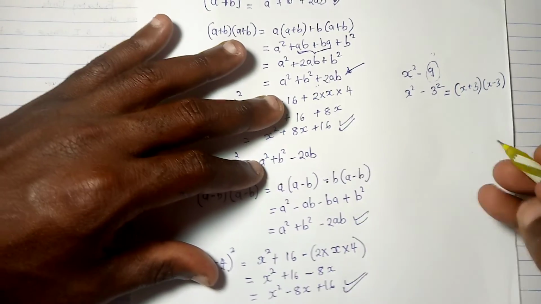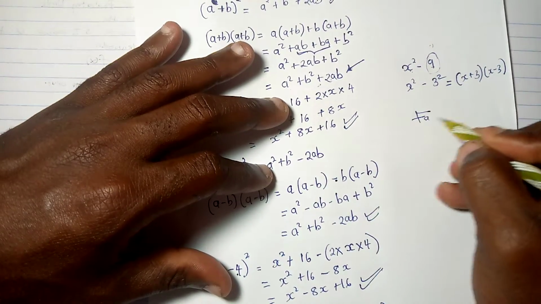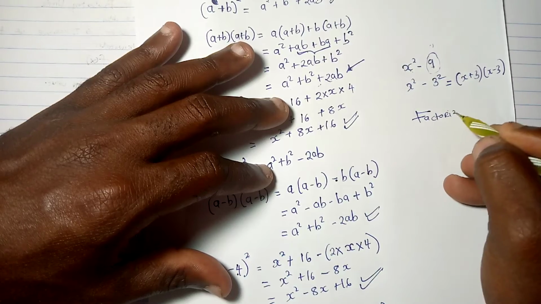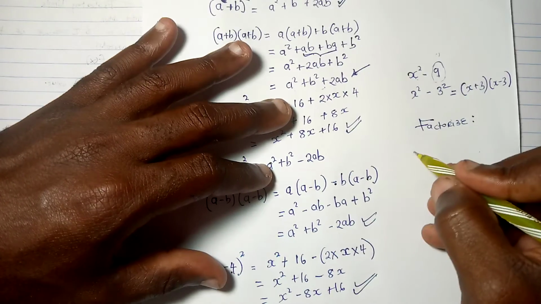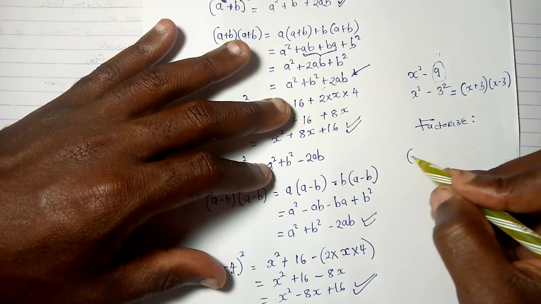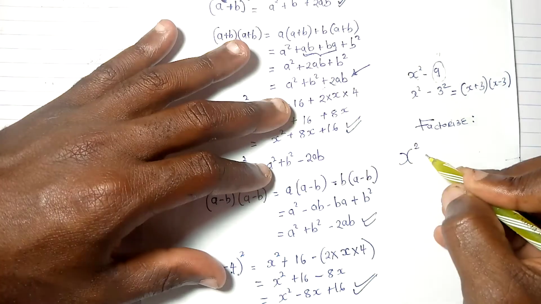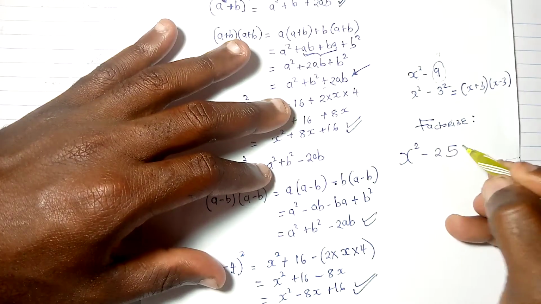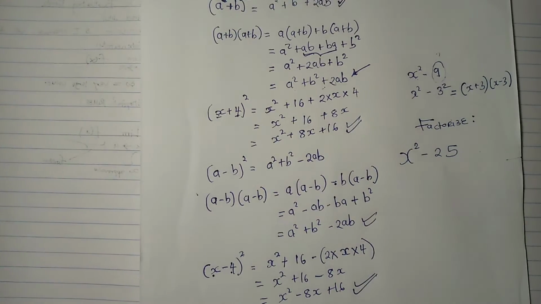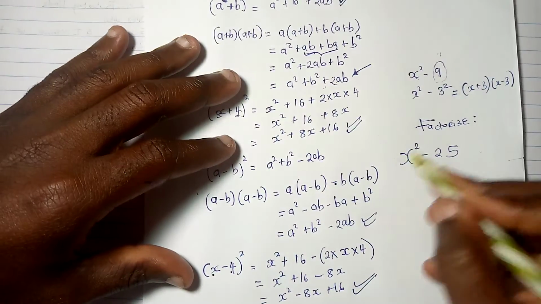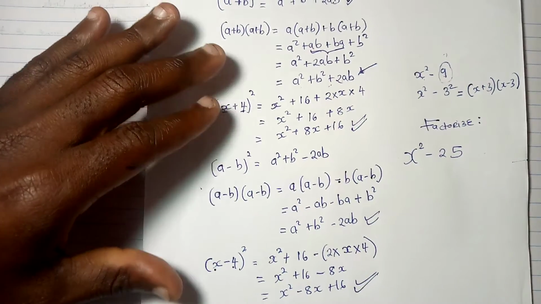All right, so just try to factorize x squared minus 25. Pause the video and evaluate it, and then we do it together.